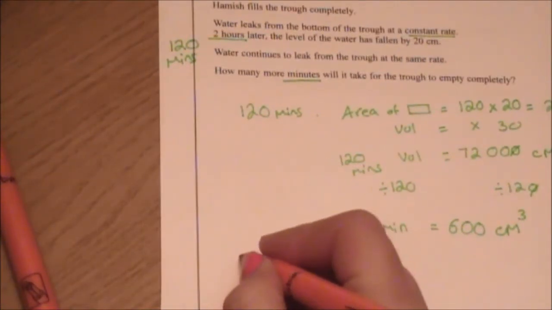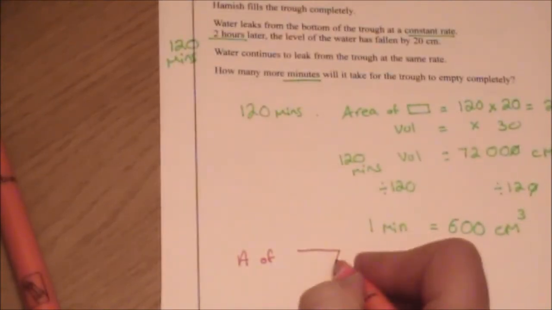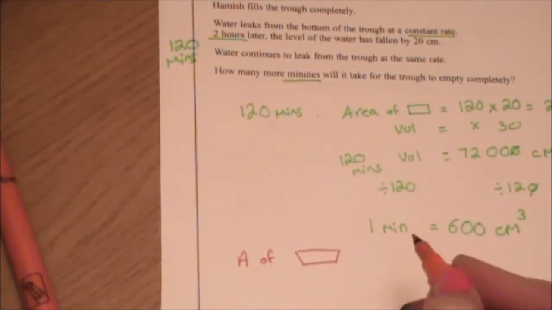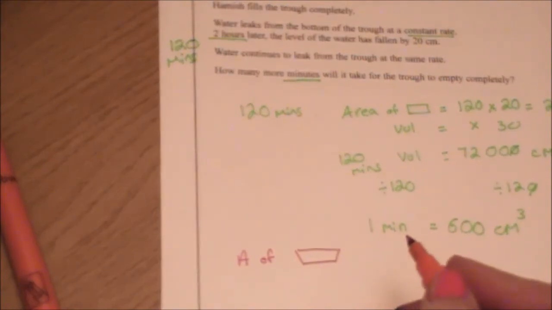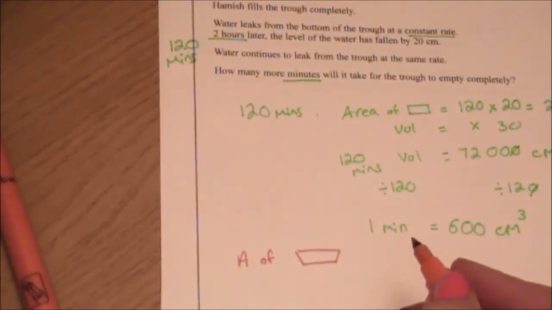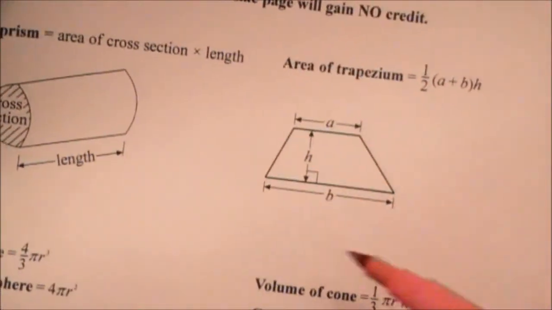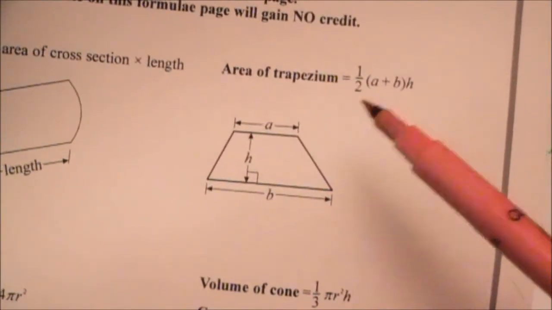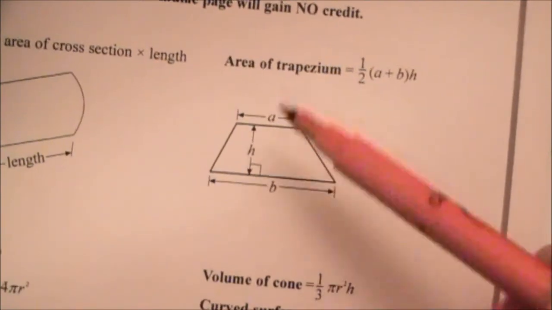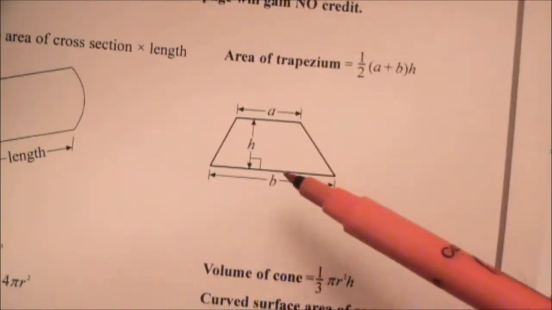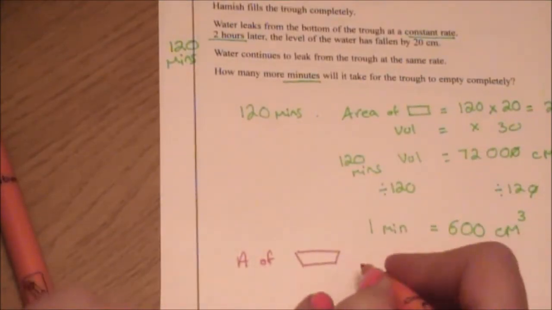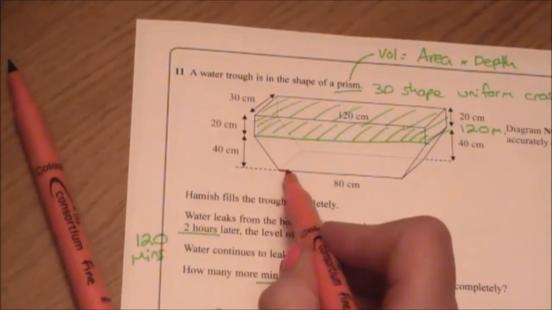And first thing I'm going to do is find the area of that trapezium shape, which is the bottom of the trough. Now, area of a trapezium can be found on the formula sheet, and it's just there. So it's half of A plus B, which are the two parallel sides, and then it's multiplied by the perpendicular height. So in order to find the area of this trapezium, I need to find the parallel sides.